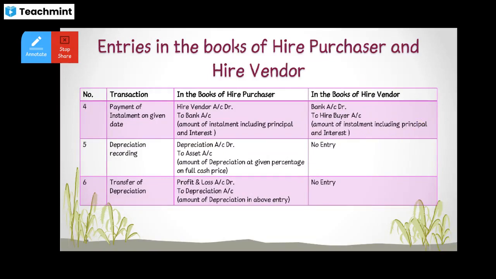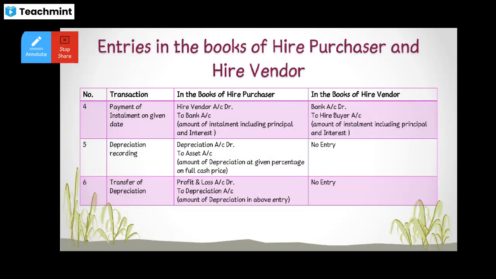Now, the next two entries are only in the books of hire purchaser because it is supposed here the owner of the goods is the hire vendor, and the hire purchaser only for the depreciation entry, not for all other entries. For all other entries, who is the owner? Hire vendor is the owner unless and until the last installment is paid.